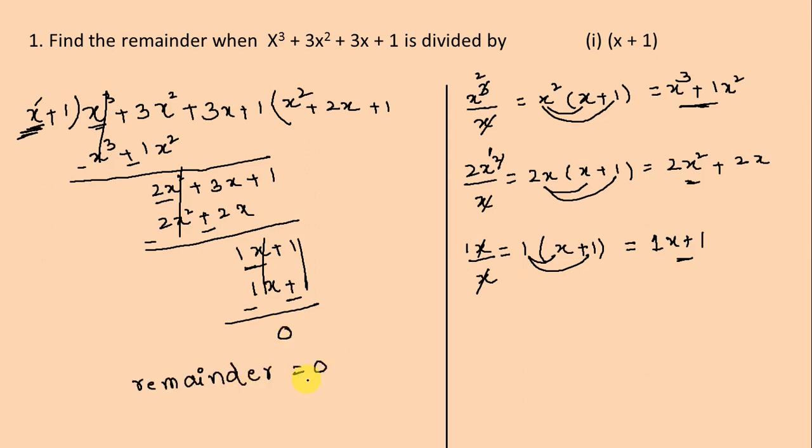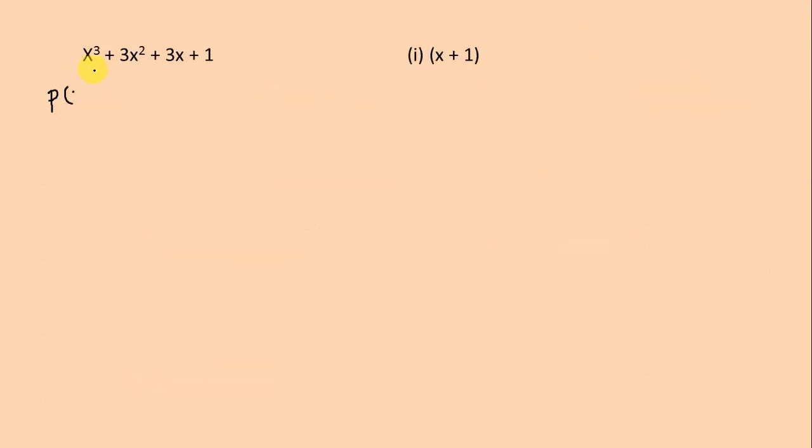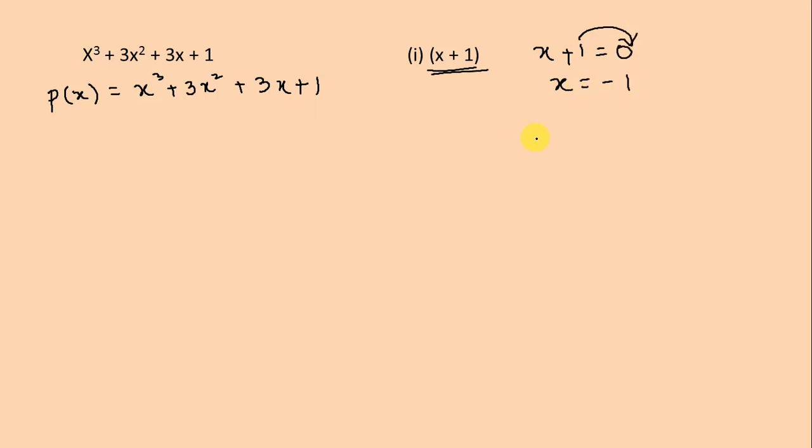Here the remainder is 0. We verify by the factor theorem. First we write this polynomial in proper way, that is p of x is equal to x cube plus 3x square plus 3x plus 1. Here we find the value of x. X plus 1 is equal to 0. Take plus 1 to this side, it will become minus 1. Then the value of x is minus 1. Put x equals minus 1 in this polynomial. Then wherever x is there, we replace it with minus 1.